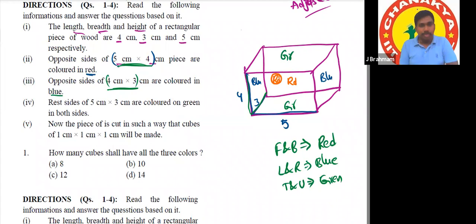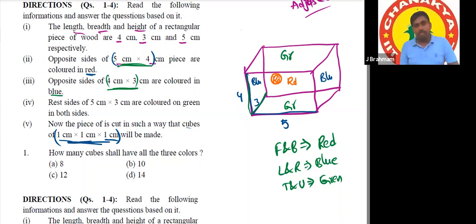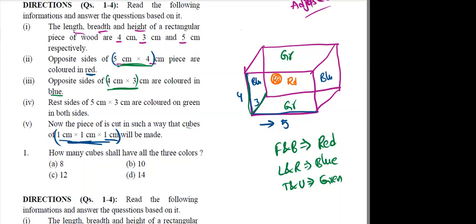Okay, now see. Now the piece is cut in such a way that cubes of 1 centimeter, 1 centimeter, 1 centimeter. So now tell me, each piece is a cube or not? Yes, sir. Now tell me, suppose along the length, how many cuttings will be there? Sir, 4. So 4 cuttings.